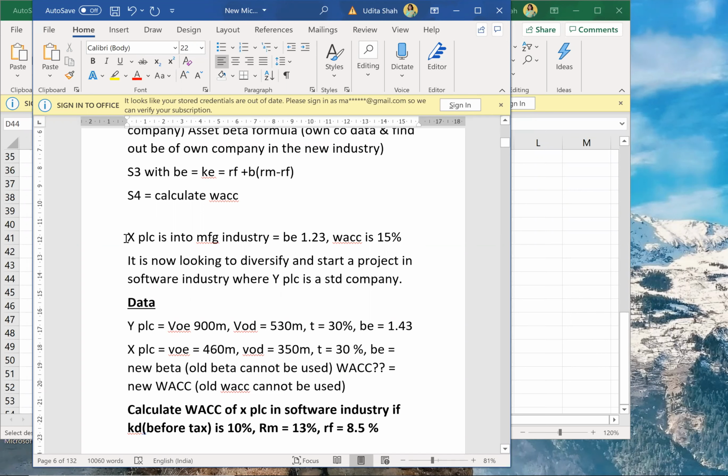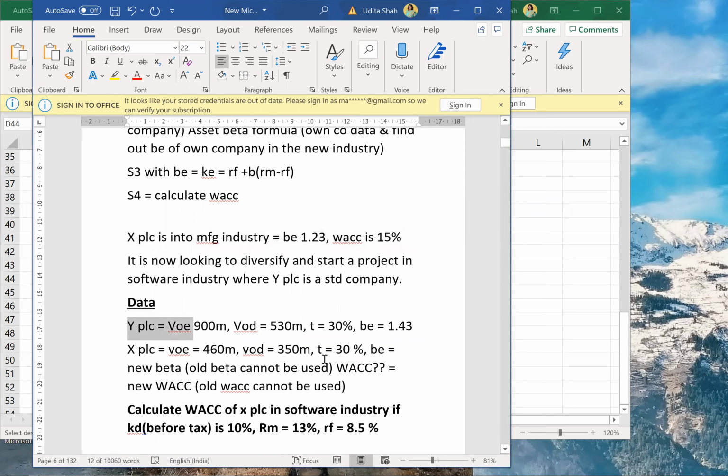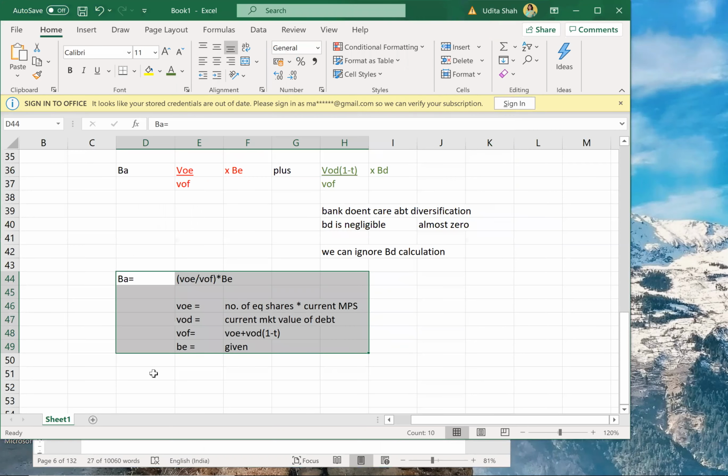So did you understand why this is irrelevant? The first line becomes irrelevant because the first line was for the old industry. I am not doing the project in the old industry, I am doing the project in the new industry. So old data will be irrelevant for me, and I only want the new data. Okay, so I'll just copy this into my Excel, and we'll solve it over there.